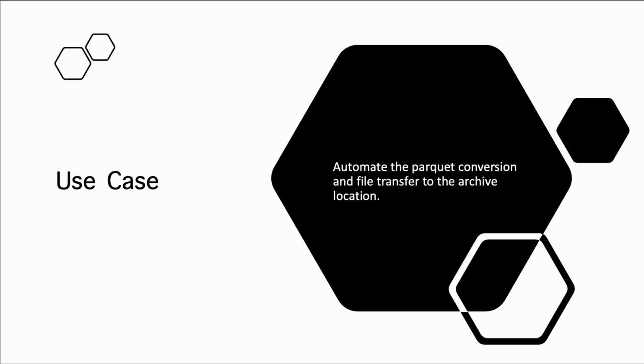Today I'm here to demo how to automate the parquet conversion and the file transfer to the archive location. This is a pretty common scenario for most organizations, because they have their sources in formats like CSV, JSON, any format, and then they need to convert into parquet or delta, any kind of format, and then transfer or move the file into the archive location, or the source, right? Or the backup folders.